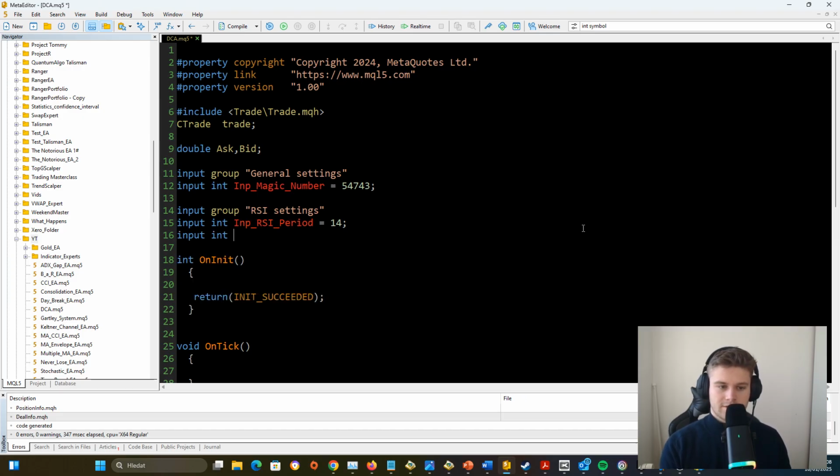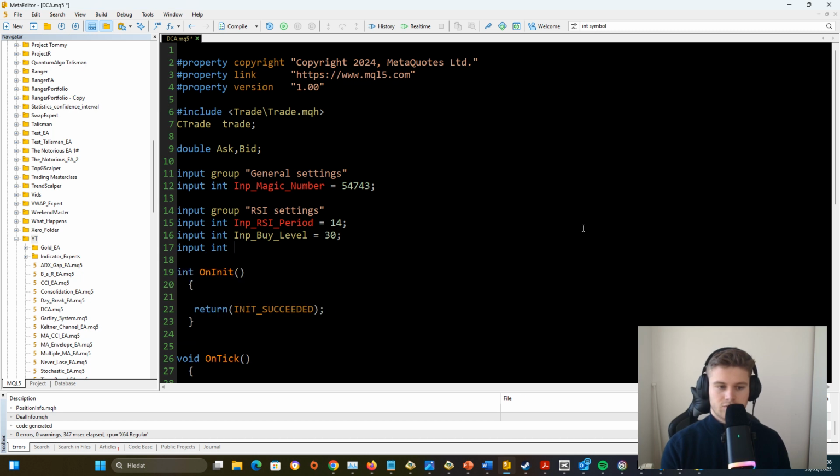And then we will need two inputs for the buy level and the sell level. By default, the buy level is 30, sell level is 70, but we want to allow the user to change and optimize these levels, because we don't know if these levels are the best ones or if there are any other good options as well. So that's why we will create input buy level, set this to 30, and then input integer input sell level and set this to 70.